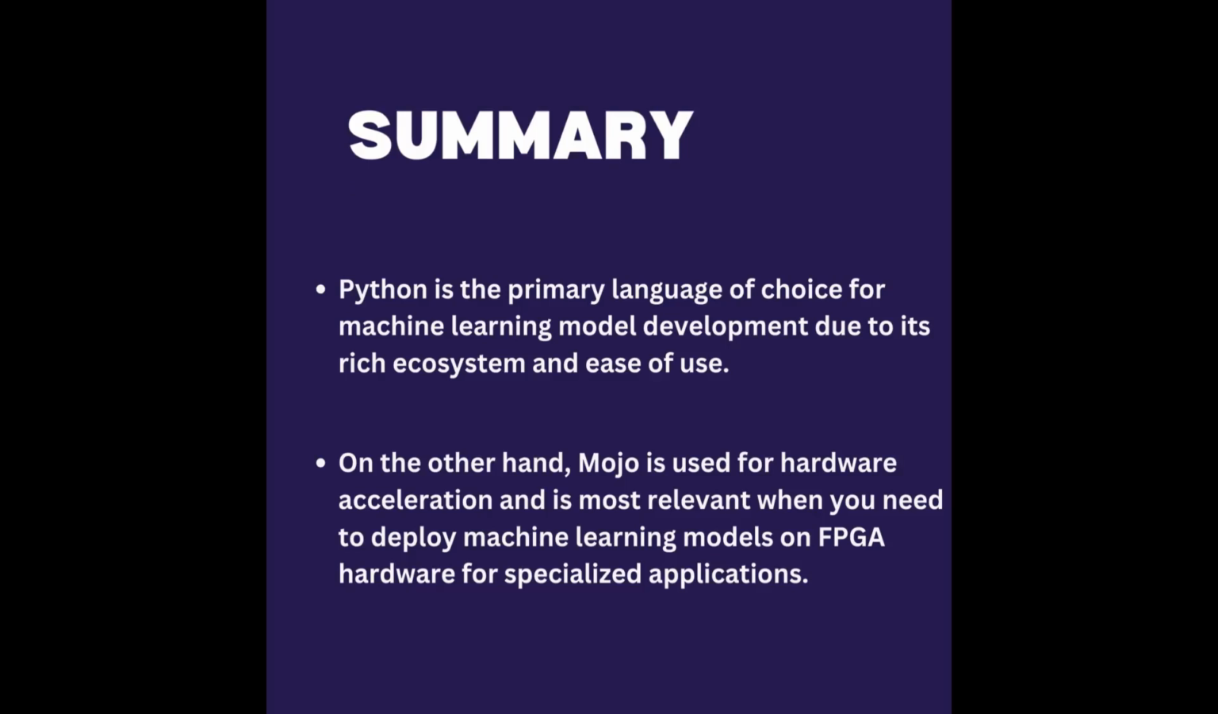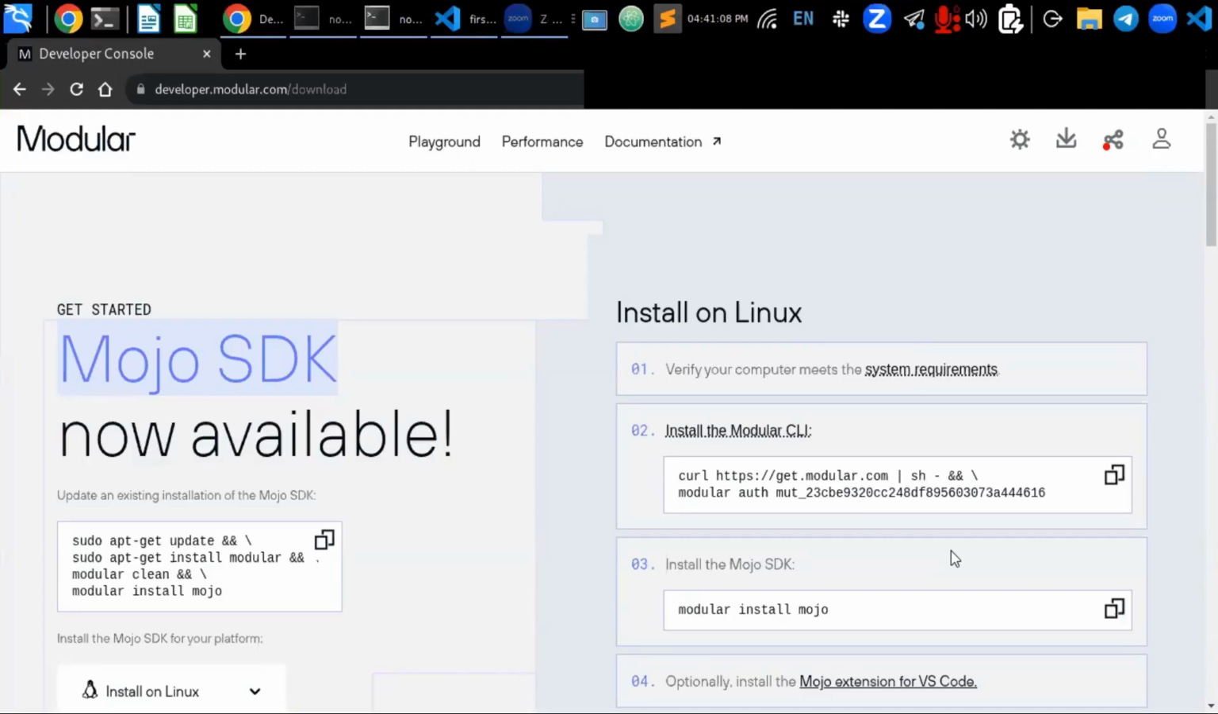In conclusion, Python is the primary language of choice for machine learning model development due to its rich ecosystem, ease of use. On the other hand, Mojo is used for hardware acceleration and is most relevant when you need to deploy machine learning models on FPGA hardware for specialized applications. Typically, they are used together with Python to develop the machine learning model and Mojo to deploy the model on custom hardware for optimized performance. So you can use Mojo and Python together to deploy your machine learning models on the customized hardware for optimizing performance.